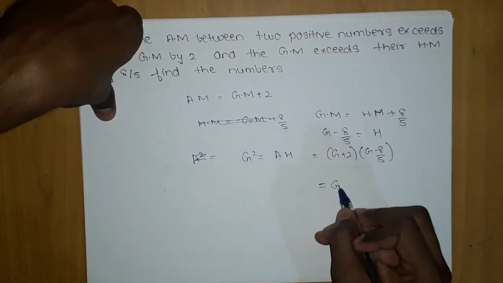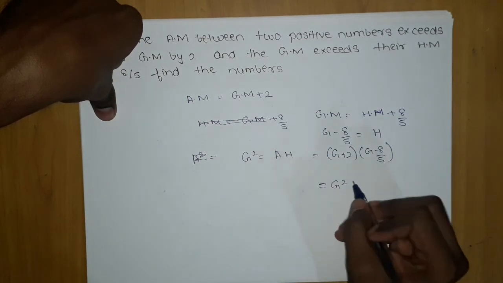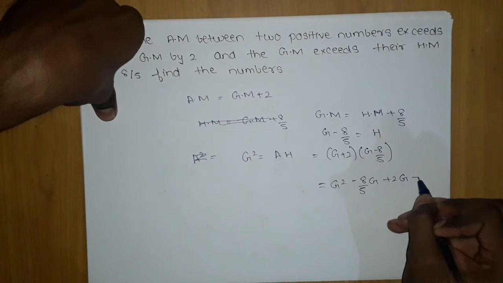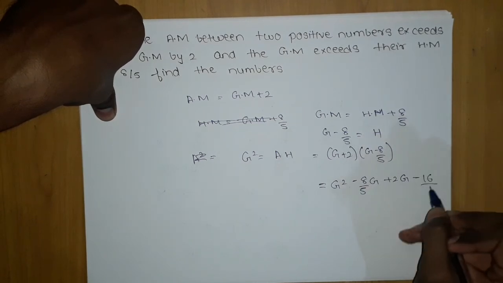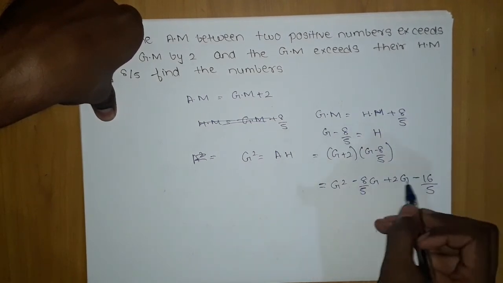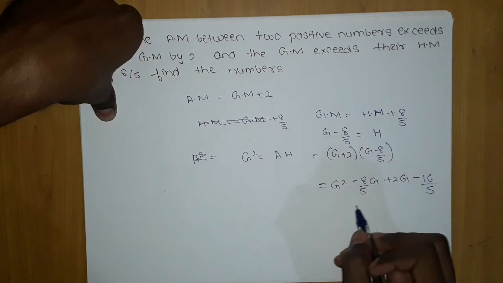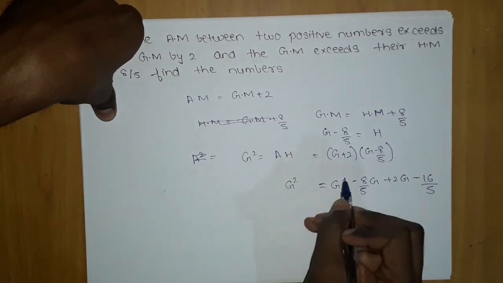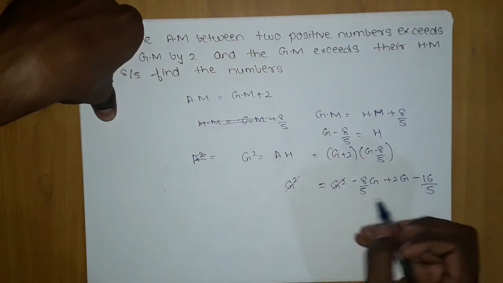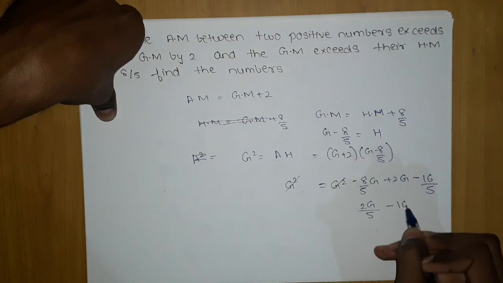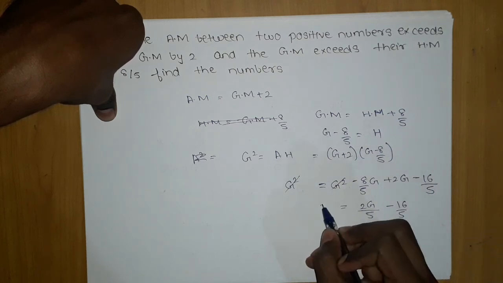What we get is G square minus 8 by 5 G plus 2G minus 16 by 5. After doing this, this square will get cancelled. If I move this to that side, we have 2G by 5 minus 16 by 5 should be equal to 0.